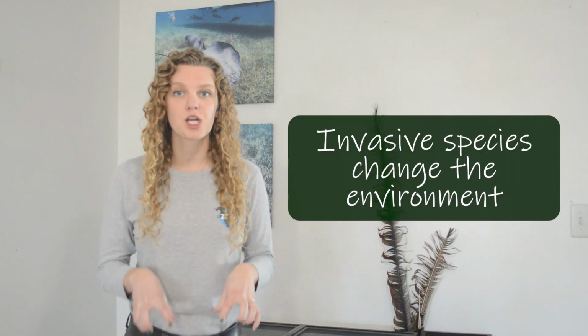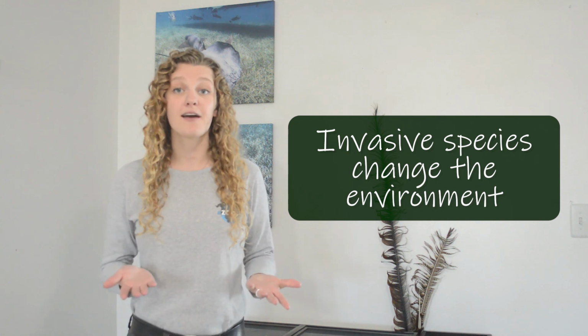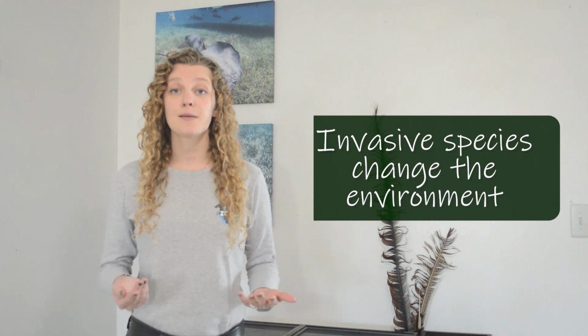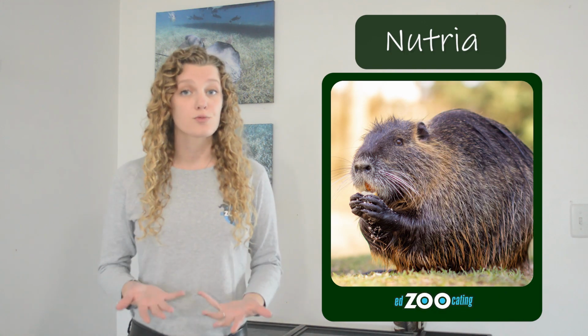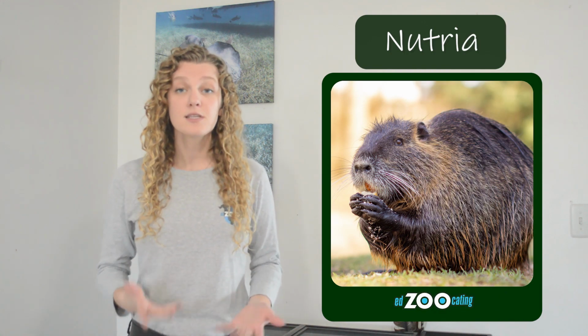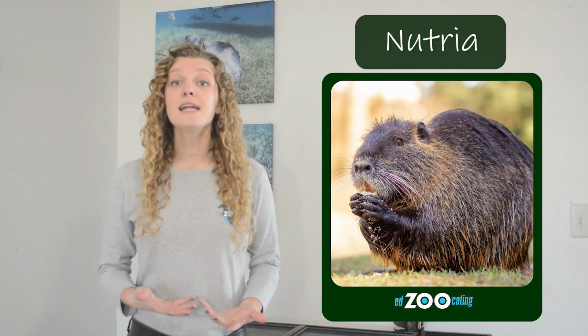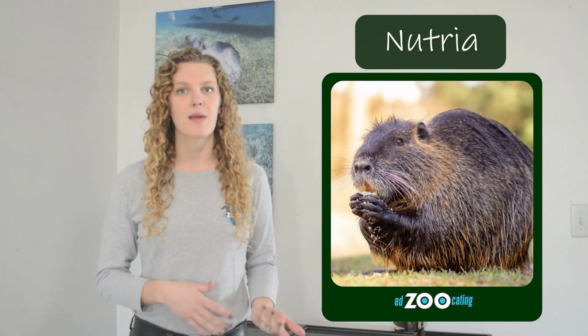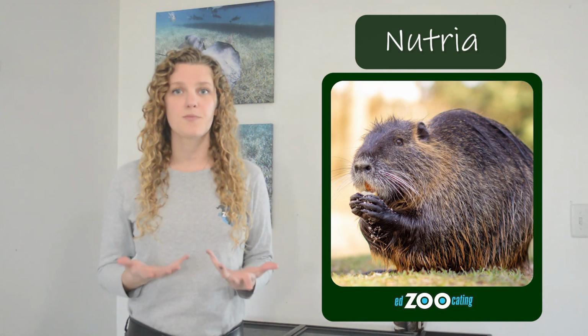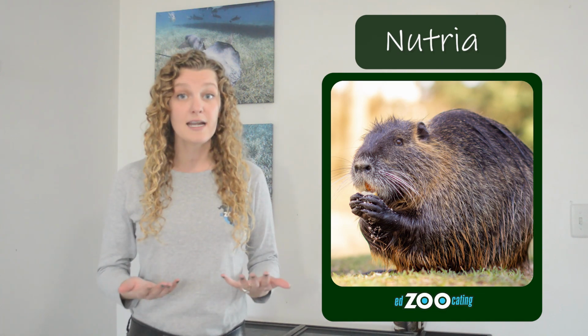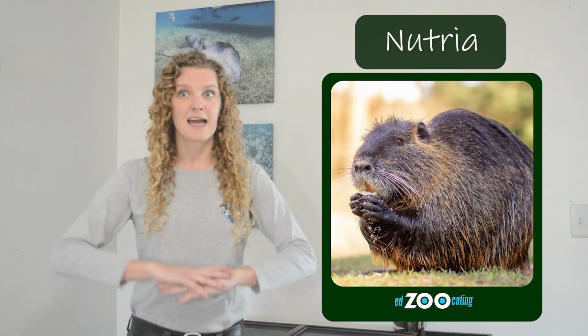Some invasive species are a problem because they physically change the environment where they have been introduced. A great example of this are nutrias. Nutrias are a large rodent. They kind of look like beavers. They're semi-aquatic and they are native to the wetlands of South America. They have been introduced to many continents because of the demand for their fur in the fur trade, but today they kind of just live all over the place in wetlands where they're not supposed to be.